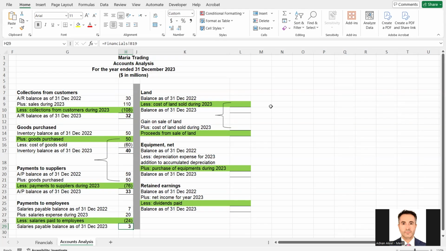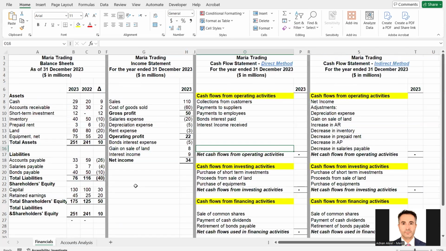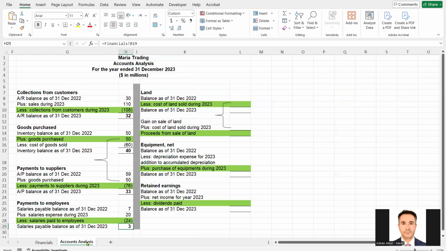Now, on the other side, I would like to calculate what happened to my land. If I come to the balance sheet, I realize that land started with 80 million and ended with 60 million, meaning during the year, I sold land that has a cost of 20. At the same time, I can see in the income statement there is a gain or a profit from selling this land of 8 million. So the question: how much did I receive from selling the land? Okay, how is this calculated?